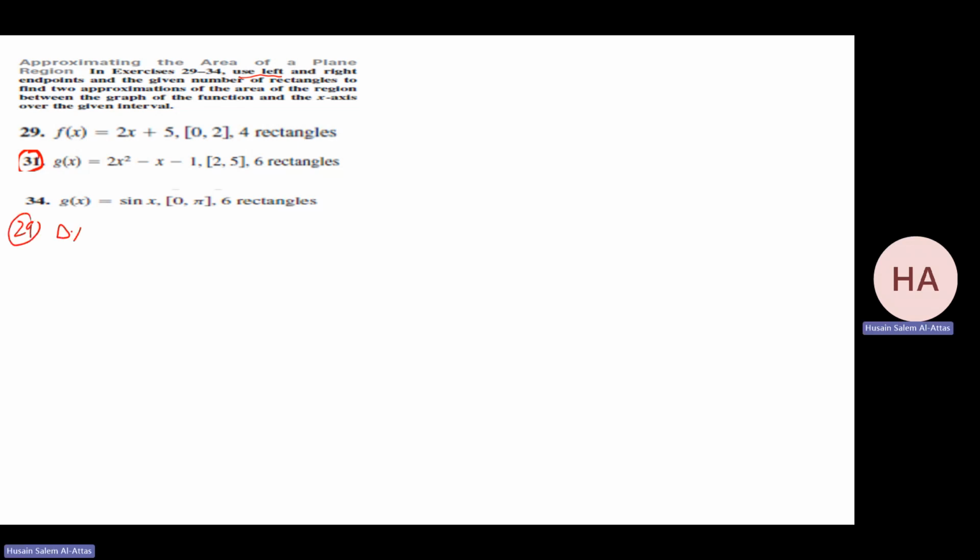What will be my delta x? This is A, this is B, this is N. Delta x is B minus A over N, that will be 2 minus 0 over 4, which is half. Okay, this is my delta x. For the L we use the left endpoints, and this one we call R.